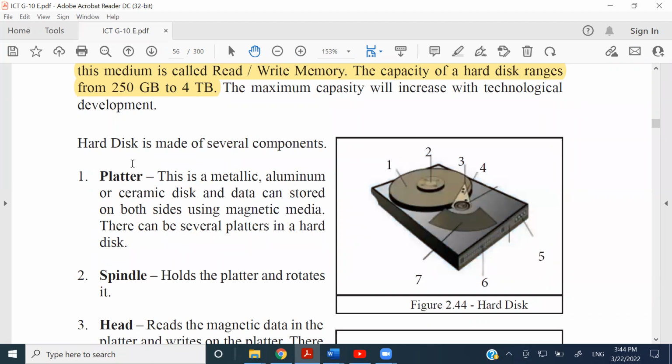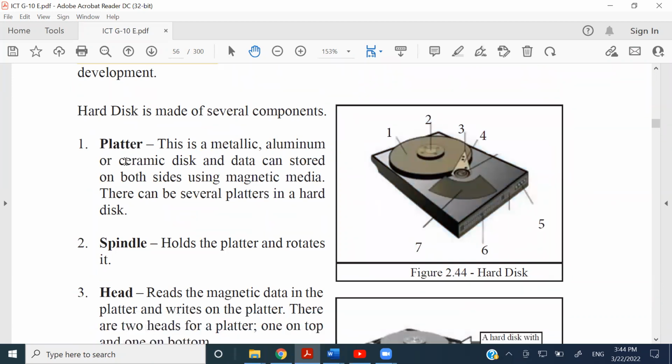Then you can write about the components, right? And we are not going to write a lot about these things. So after the space that you have left to draw this diagram, 2.44, you can write about the platter, right?